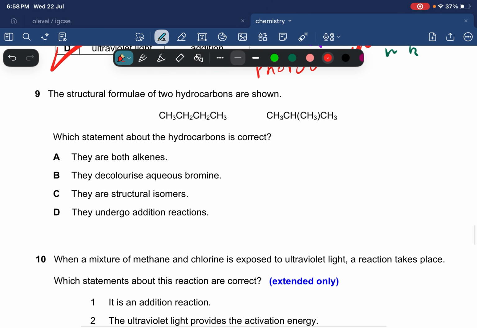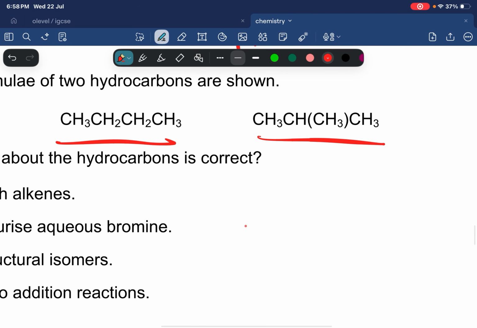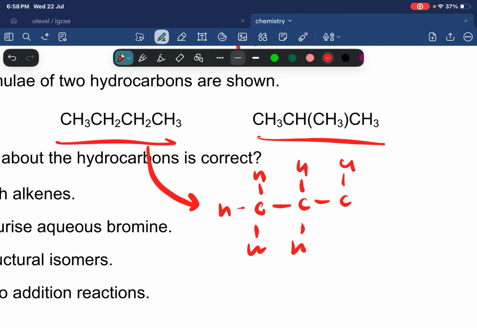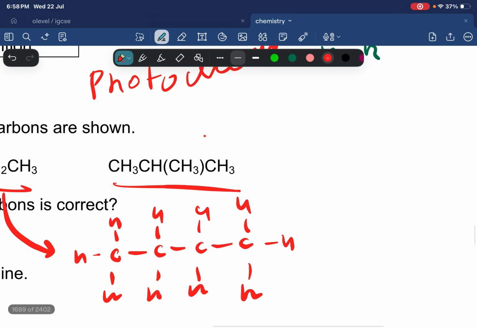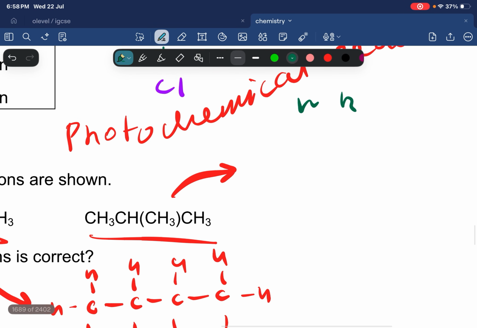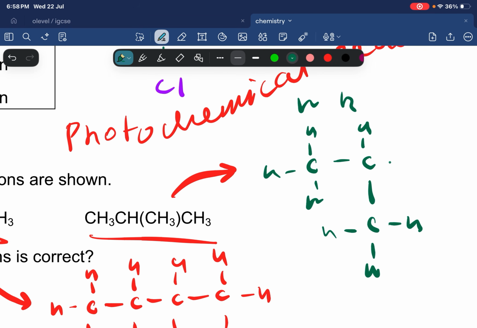Next, the structural formula of 2 hydrocarbons is shown. Which statement about the hydrocarbons is correct? Well, this one seems like a straight chain. This one seems like a branched one. Let's draw both. I'm going to first draw this one. CH3, then a CH2, then again a CH2, and then a CH3 like this. Good. This one, however, is CH3, then there is a CH, then a CH3, and then a CH3.